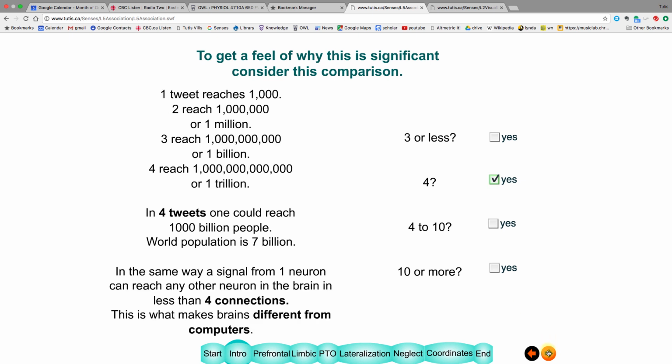Well, surprisingly, it's 4 tweets. In 4 tweets, you can connect to everyone in the world. More than everyone. You can connect to 1 trillion people if each of these tweets run forward. And that's what makes the brain so powerful. So one signal goes to 1 neuron, that goes to 1,000 neurons, and then 1,000 times 1,000, and so forth. And in 3 connections, you've talked to every neuron there is. You've sent the signal everywhere. So it's going to take a while for computers to catch up.